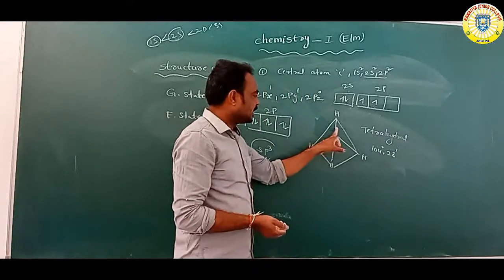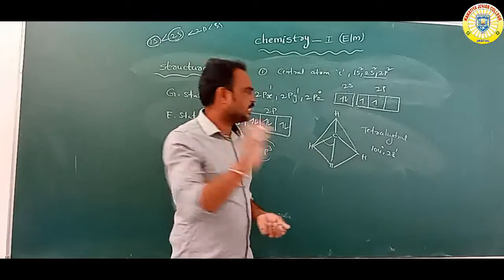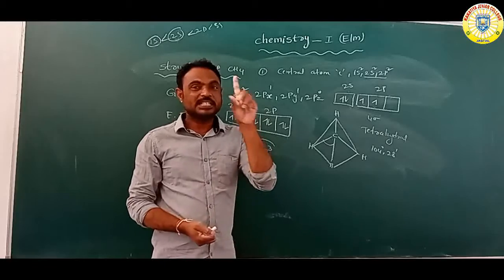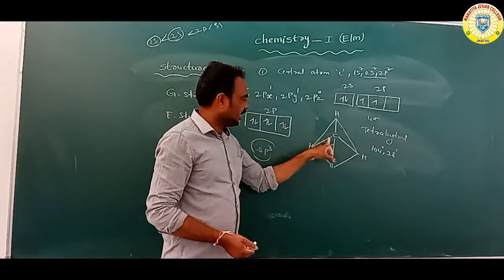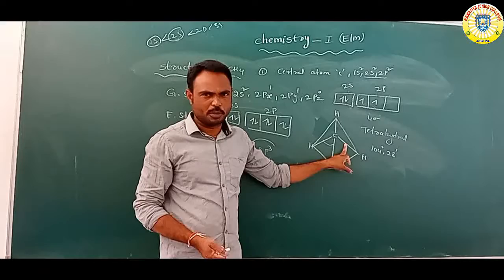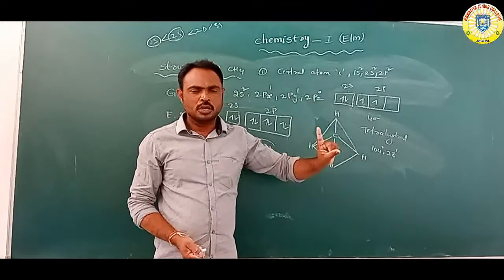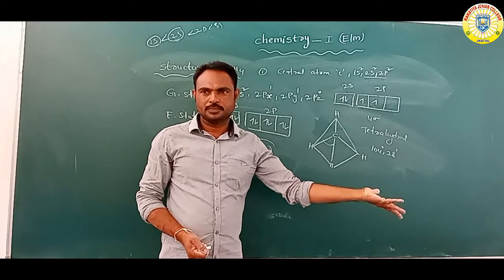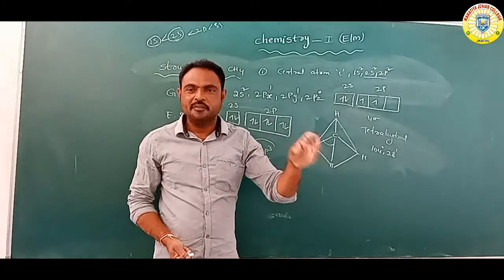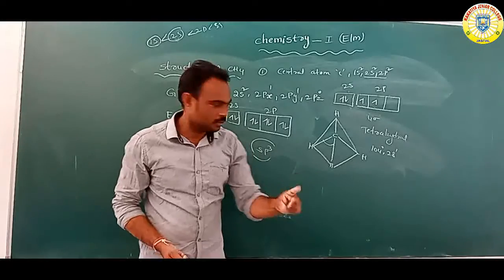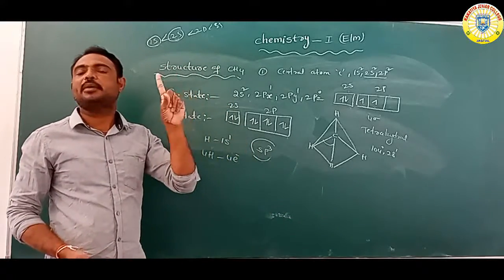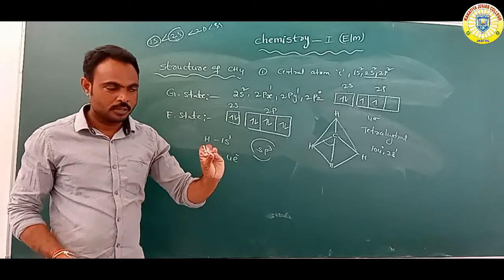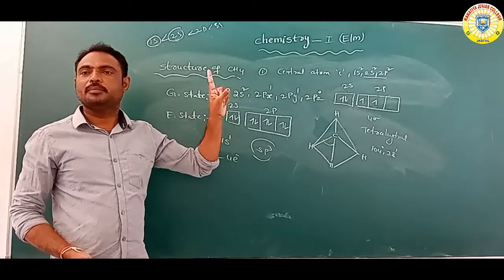So there are a total of 4 sigma bonds. That means single bonds, not double bonds or triple bonds. Only single bonds, and single bonds are sigma bonds, which are strong bonds. So we consider the hybridization: that is sp3 hybridization. It is clear? Okay, that is the structure of methane.